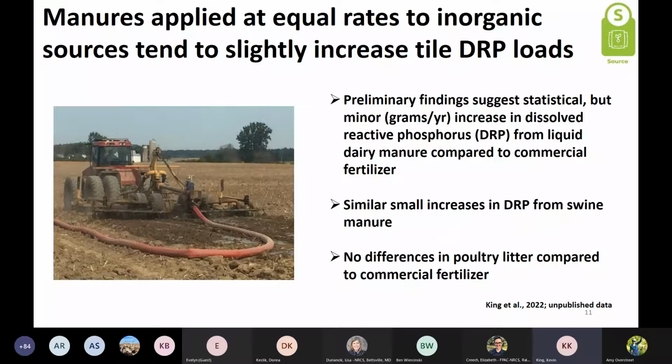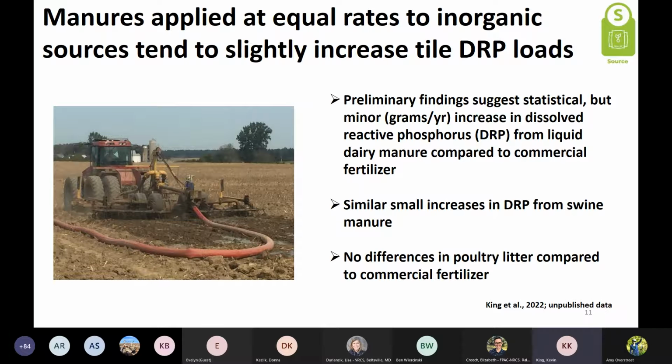Within the tile drain landscape of the Eastern Corn Belt, there are a few studies that have directly compared organic and inorganic sources. We have ongoing research to investigate nutrient losses from commercial and organic sources. Preliminary findings suggest that manures applied at equal P rates to inorganic sources tend to slightly increase tile drainage dissolved reactive phosphorus loads. However, the increases were generally small and on the order of grams per year from the liquid dairy manure site compared to the commercial site. So think back to the previous slide. Initial losses may be greater from commercial sources, but over time, the losses are near equal.